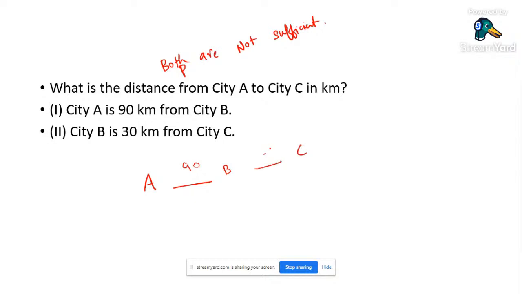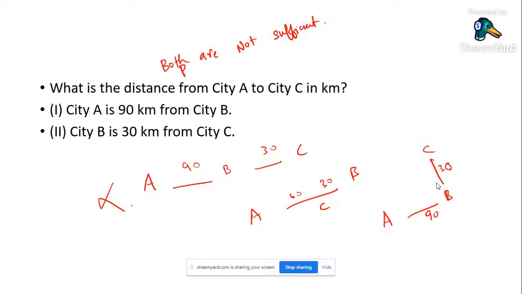AB 90, B to C 30. This is a mistake done by you. This is wrong. Why is this wrong? This is one of the possibilities. Many people will take this and say both are sufficient. No, it can be like this also. So many possibilities are there. So without knowing the relative distance, meaning their positions, you can't do it.